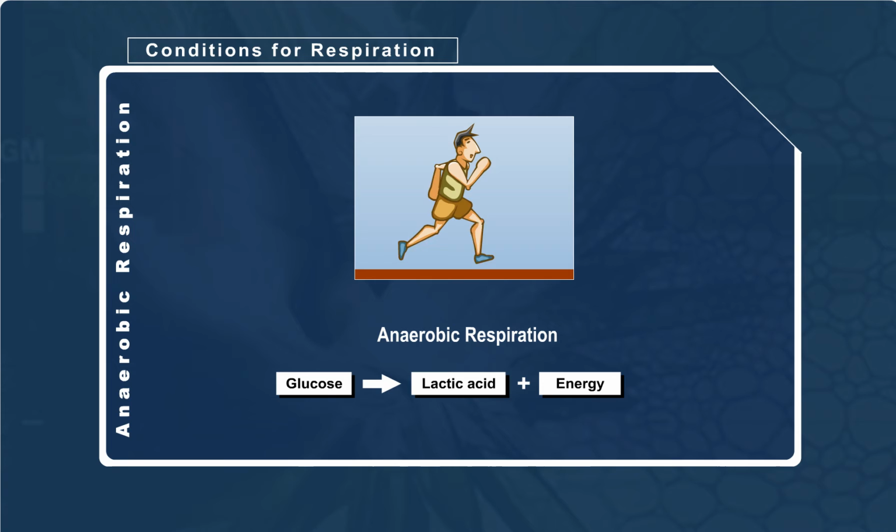The accumulated lactic acid produced through anaerobic respiration stops the muscle cells from working. In order to break down lactic acid, one has to breathe faster for more oxygen intake. If lactic acid accumulates in the muscles, it will cause muscle fatigue and cramps.